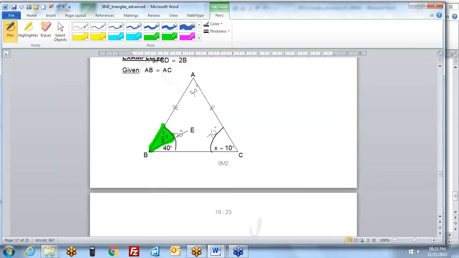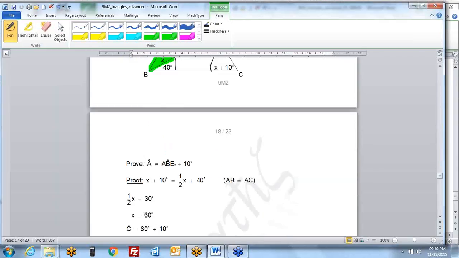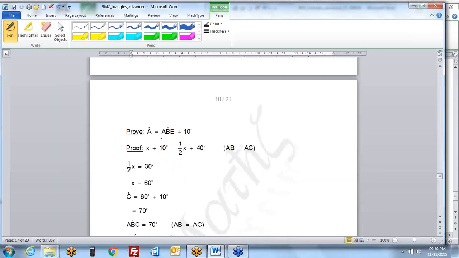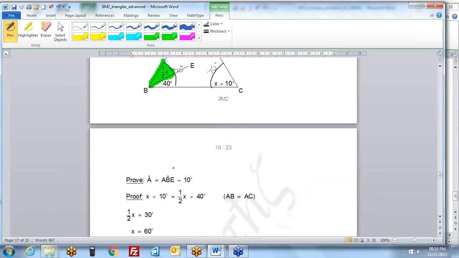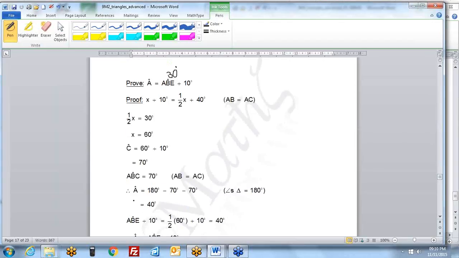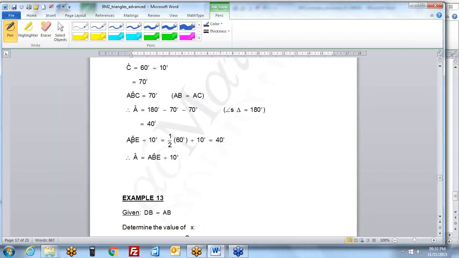So a half times 60 gives you 30. 30 plus 10 gives you 40. So ABE equals, as mentioned, 30 degrees plus the 10 gives you 40, and angle A is 40. And that's how you write it out.